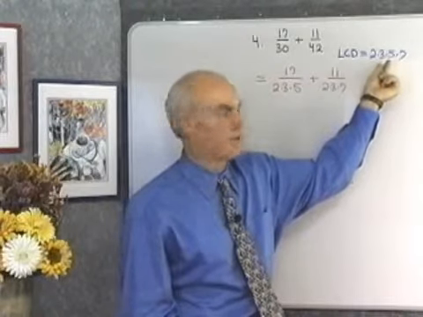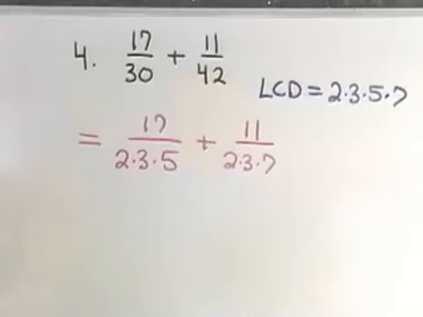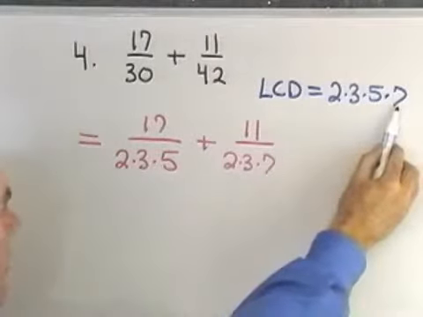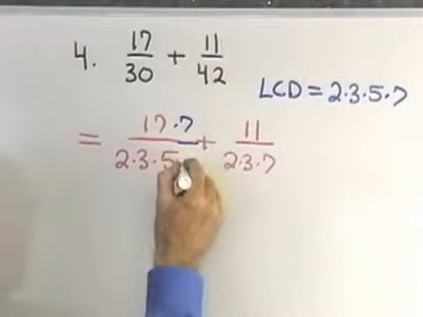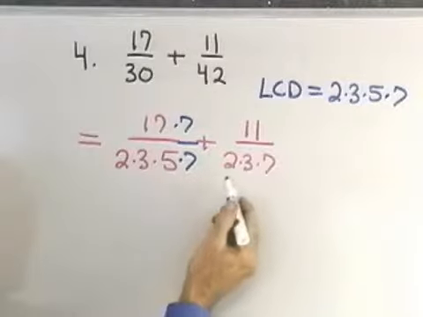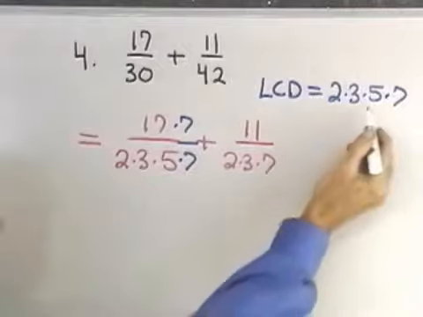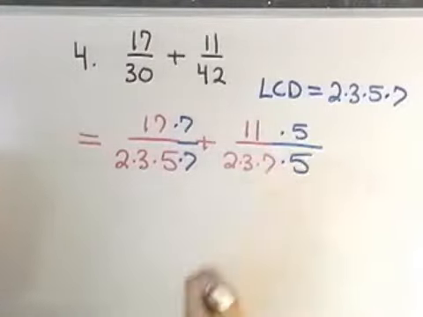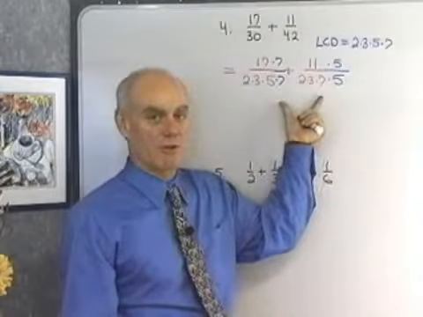The next thing we want to do is write each of these fractions as an equivalent fraction with this denominator. So I look at my first fraction and I see factors of 2, 3, and 5 in the denominator. This is the denominator I want it to have. It needs a factor of 7. So I'm going to multiply the numerator and denominator of this fraction by the number 7. I look at my next fraction. It has a denominator with factors of 2, 3, and 7. It needs a factor of 5. It doesn't have one. So I'm going to put a factor of 5 in by multiplying the numerator and denominator by 5. This is the step at which I change to equivalent fractions.